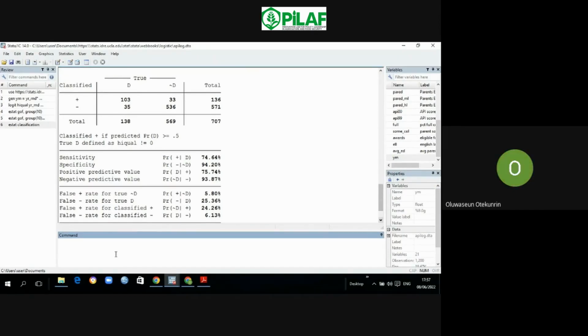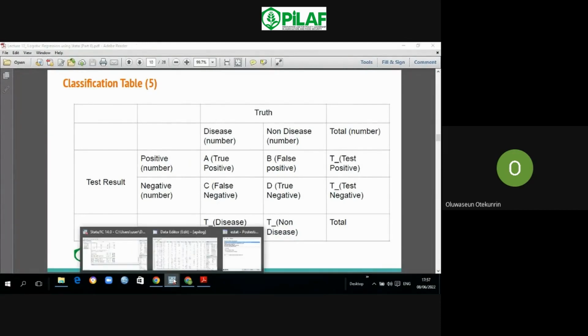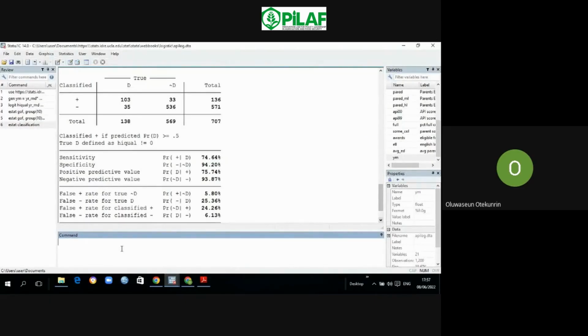False negative rate. First of all, look for where you can locate false negative. You can get that in cell C. False negative is in cell C. So if you are sure about that, what is the value there? The value there is 35.